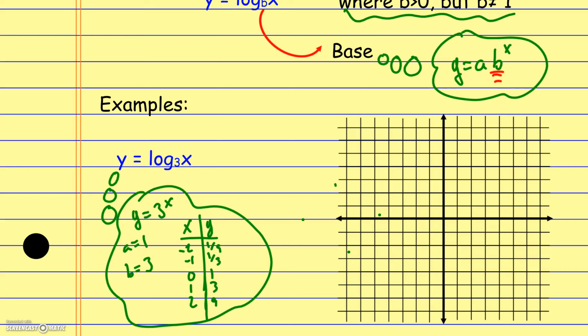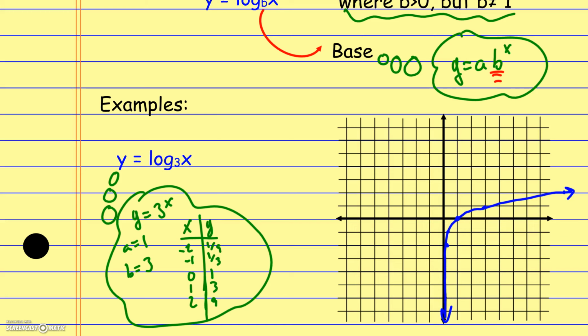Think about the inverse of that as being the ordered pairs when we switch the x and the y. So if I switch that, the inverse is going to be 1/9, -2, which is down here. And then 1/3, -1 is going to be right here. Instead of 0, 1, I'm going to have 1, 0. Instead of 1, 3, I'm going to have 3, 1. Instead of 2, 9, I'm going to have 9, 2, which is out here somewhere. And so what I end up with is this curve that hugs the y-axis and then increases from there.